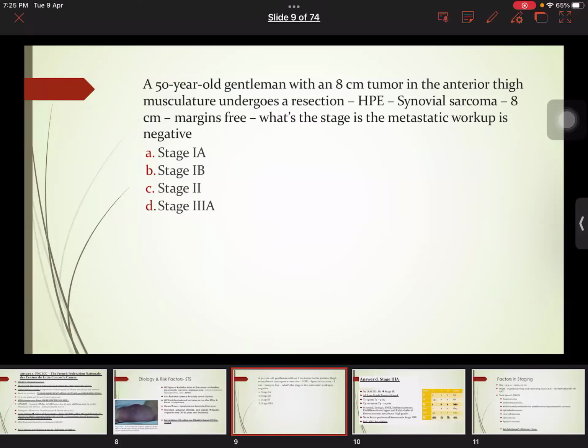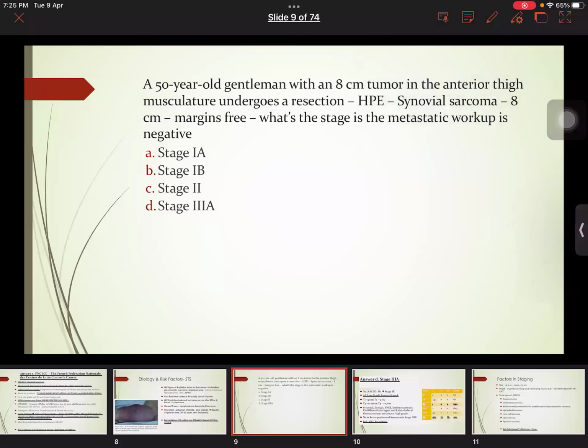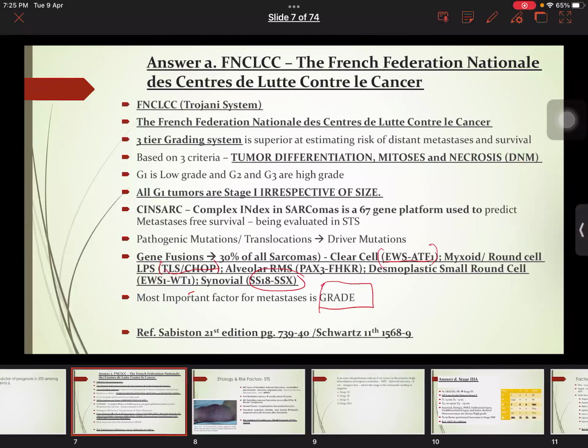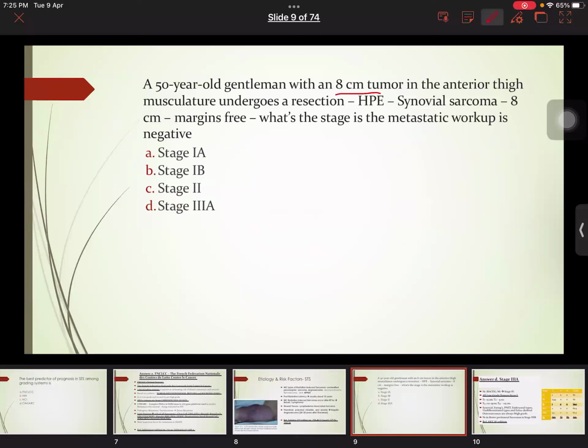So now let's go back to the question and find out. This is a 50-year-old gentleman with an 8-centimeter tumor in the anterior thigh who undergoes a resection. The pathology shows a synovial sarcoma. Margins are free.